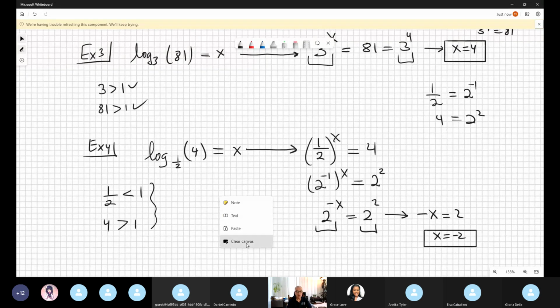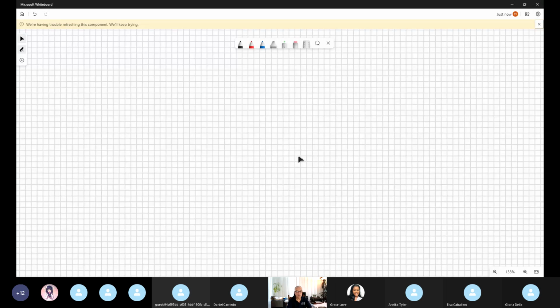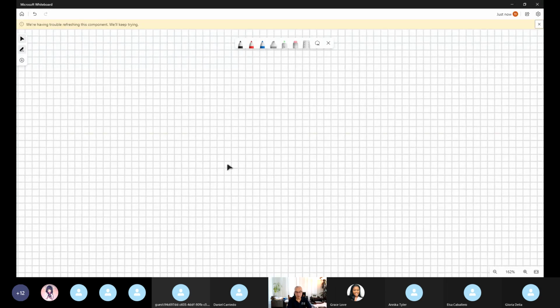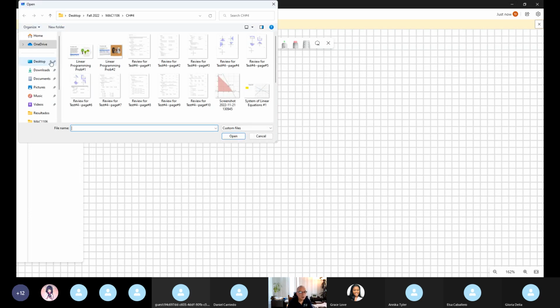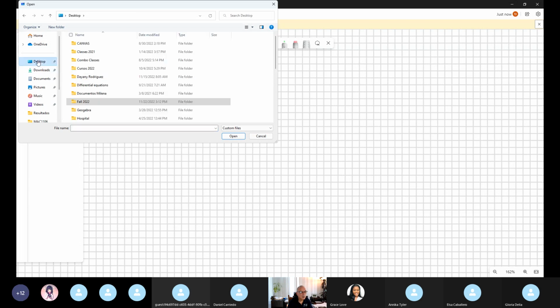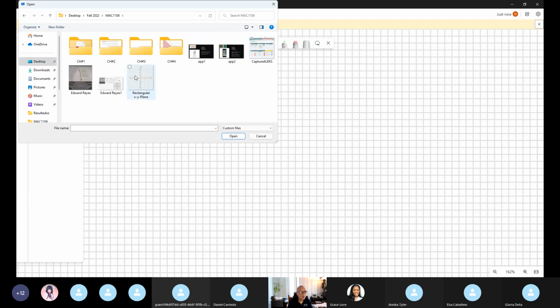Now we study formally the logarithmic function, exactly the same as we did before with the exponential. Let me try to bring one rectangular coordinate system. Maybe here. Okay, there you go.